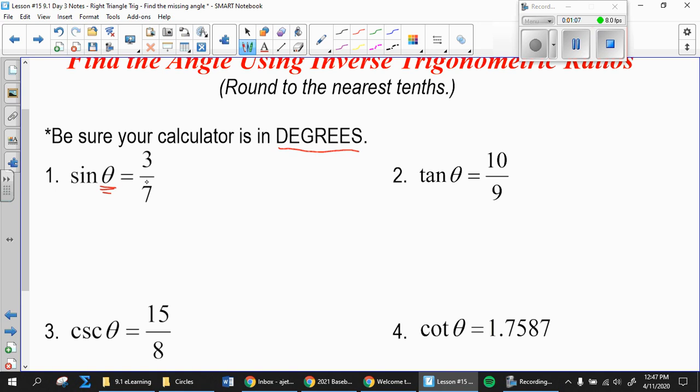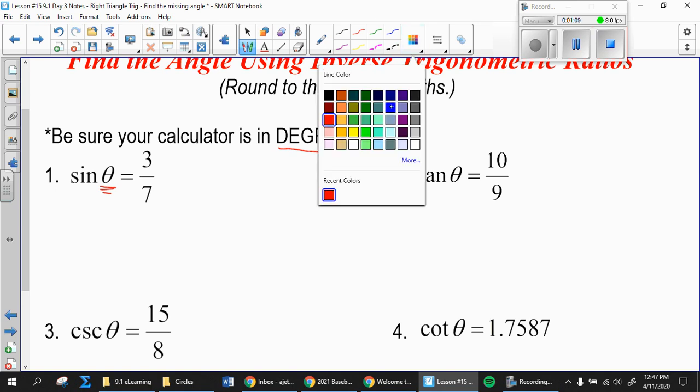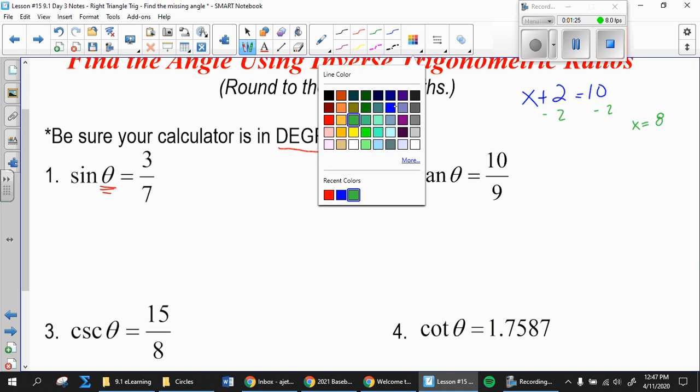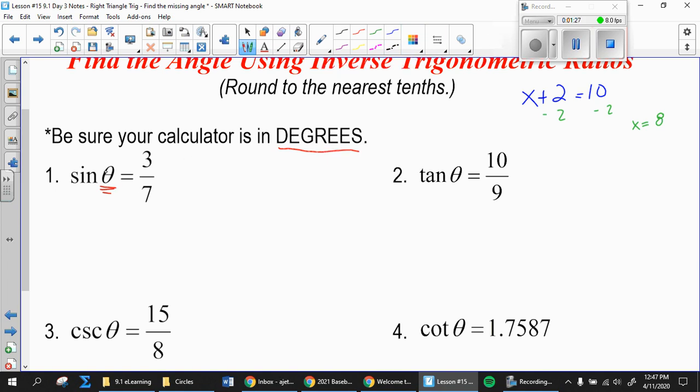Just like when we do addition problems, so x plus 2 equals 10, we use the inverse operation, which in this case would be subtraction on both sides, which gives us x equals 8. So we use that inverse operation to solve. We're going to do the exact same thing today, and we're going to use the inverse operation of sine to get this theta by itself.